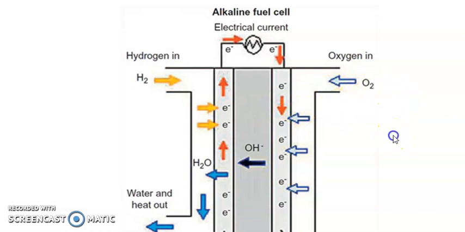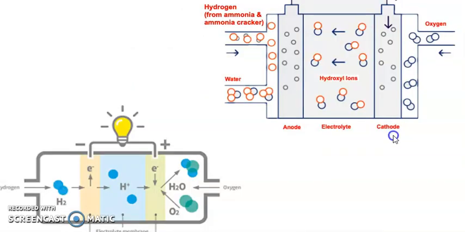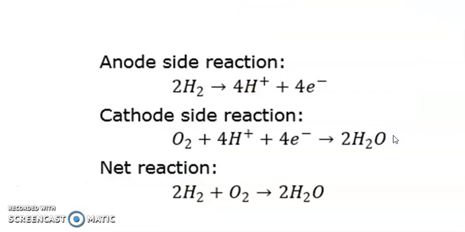Now let us discuss the reactions involved in this hydrogen-oxygen fuel cell. As I said earlier, the anode reaction is always oxidation and the cathode reaction is reduction. When the hydrogen is oxidized, it will oxidize to H plus ions with the release of 4 electrons. The 4 electrons get involved in the reduction of oxygen and it gets converted to water molecules, and the net reaction is the generation of water molecules.